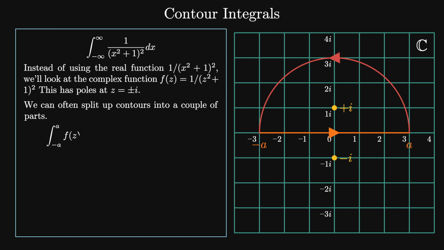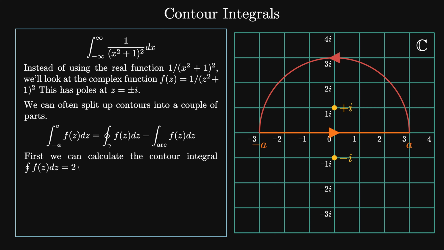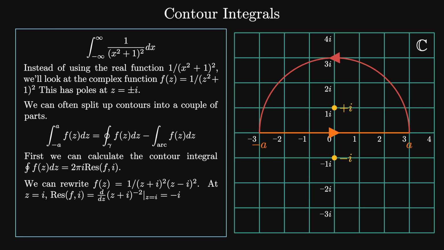We can rearrange this to show that the integral from minus a to a of f of z dz is equal to the contour integral of f of z dz minus the integral along the arc of f of z dz. We can calculate the contour integral of f of z dz as 2 pi i times the residue of f at i. We can rewrite f of z equals 1 over (z plus i) squared times (z minus i) squared. At the point z equals i, the residue is d by dz of 1 over (z plus i) squared evaluated at z equals i, which equals minus i divided by 4. So the contour integral is equal to pi over 2.